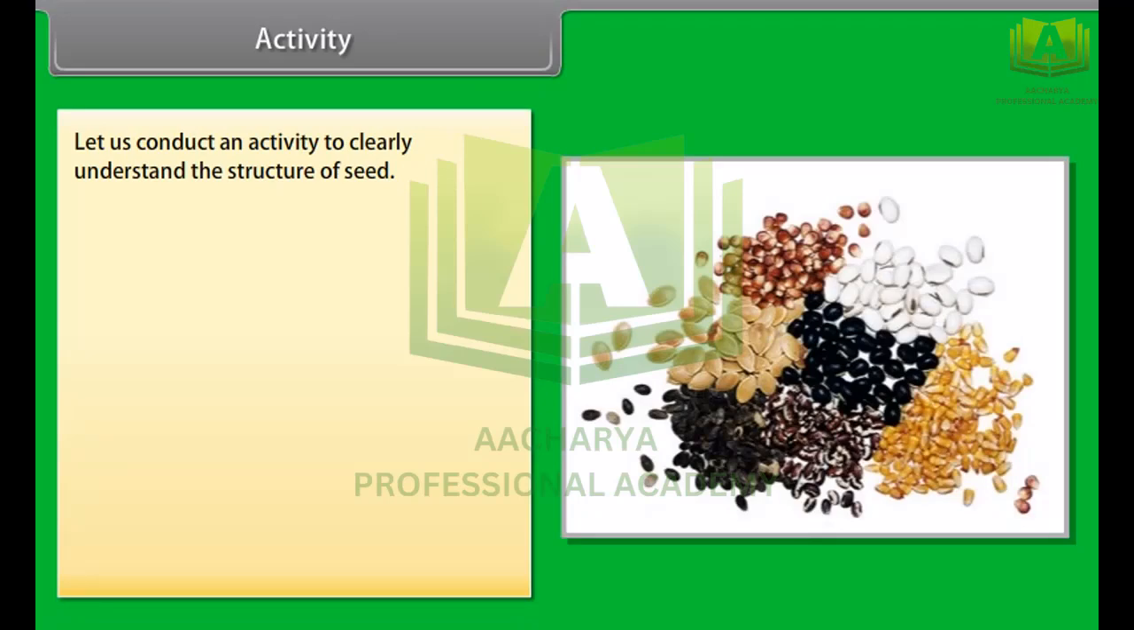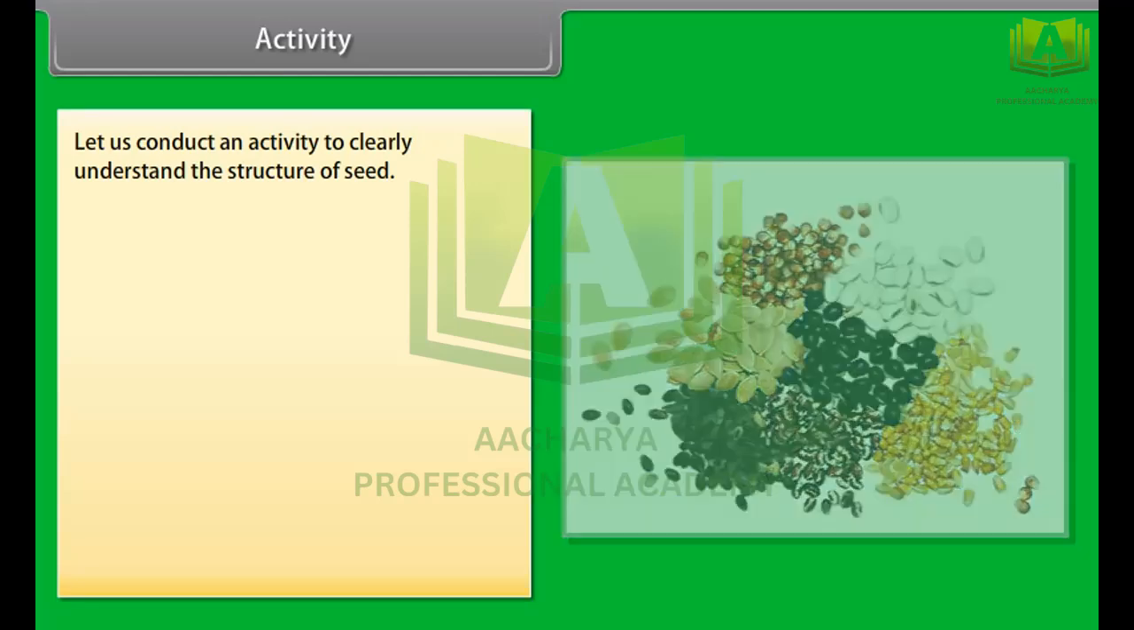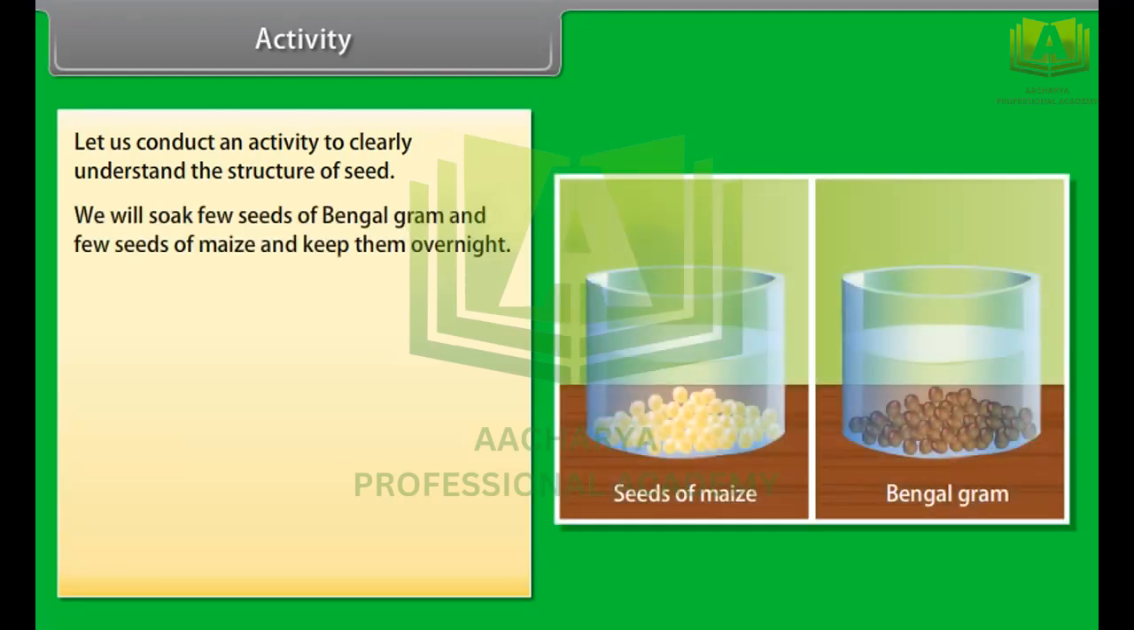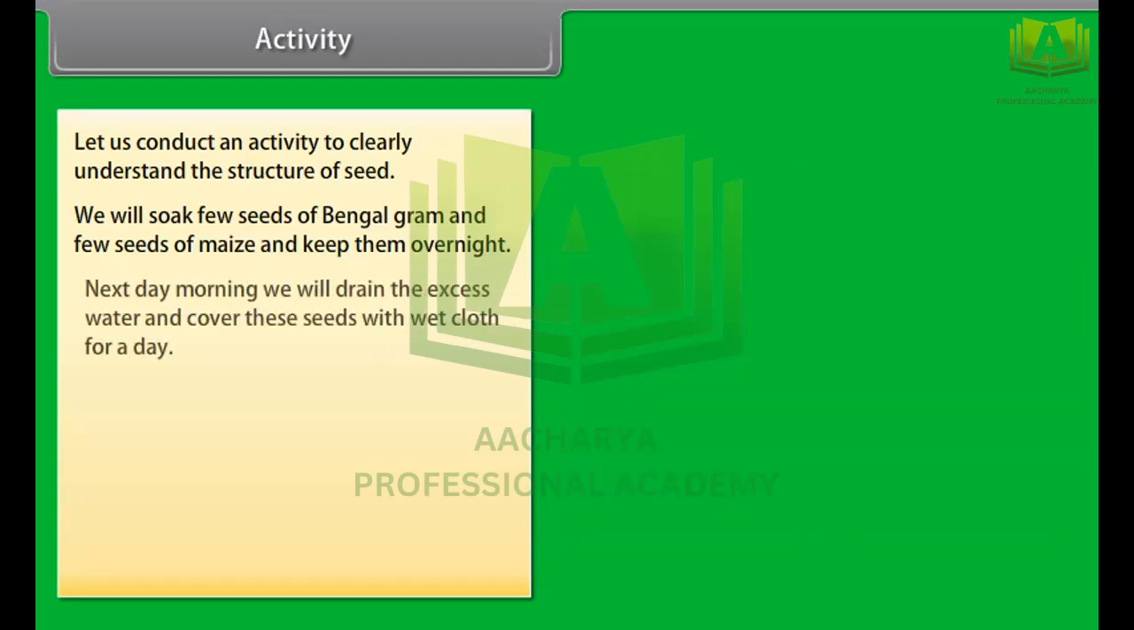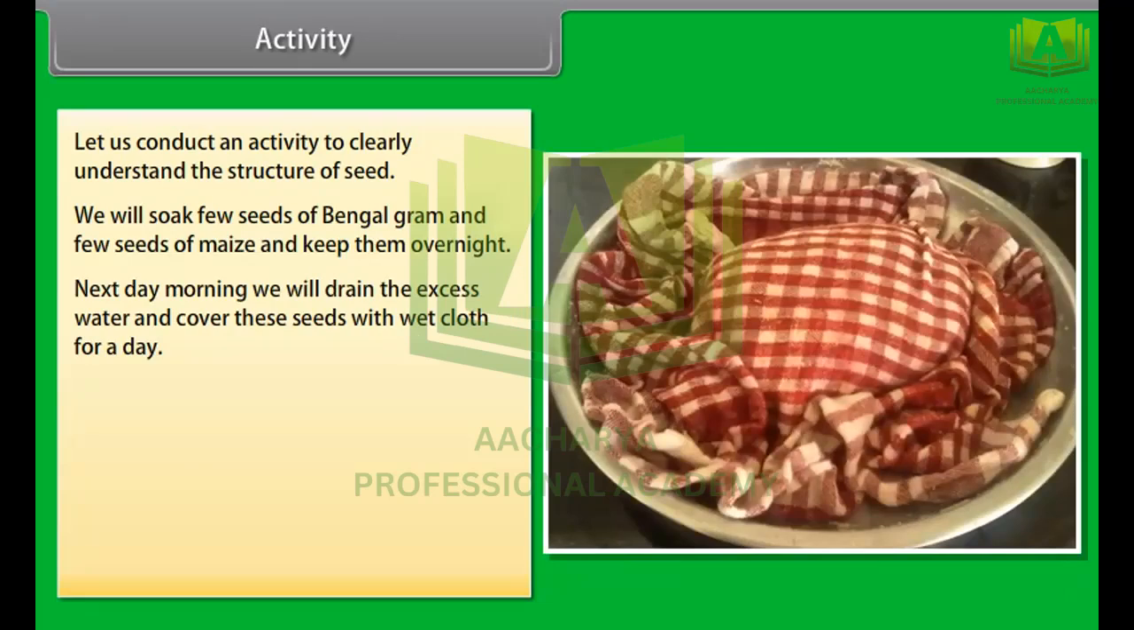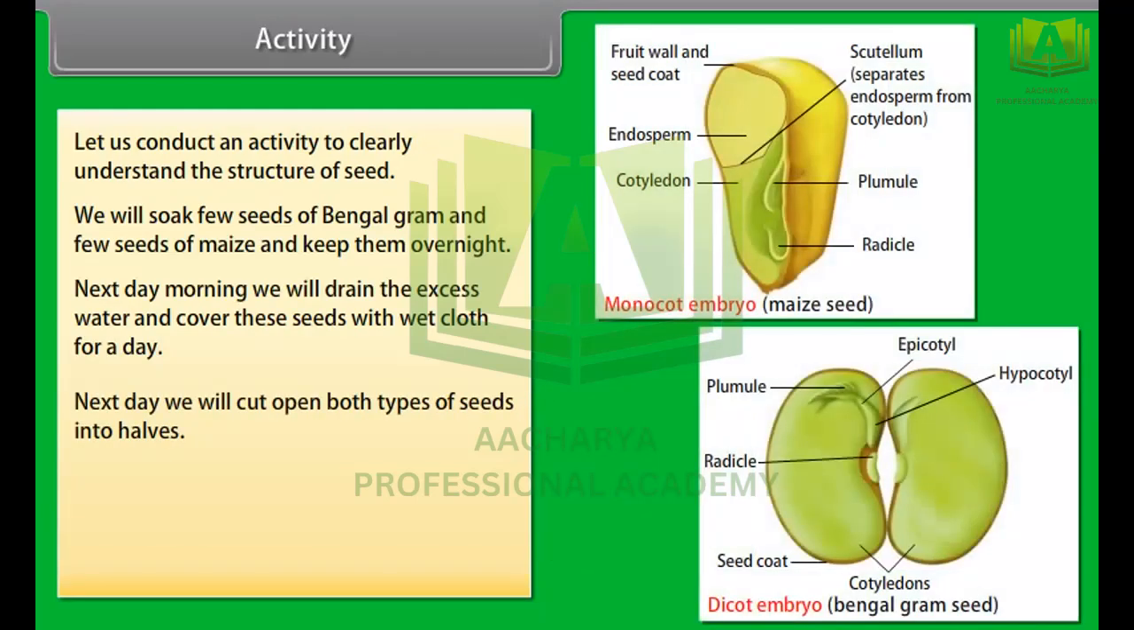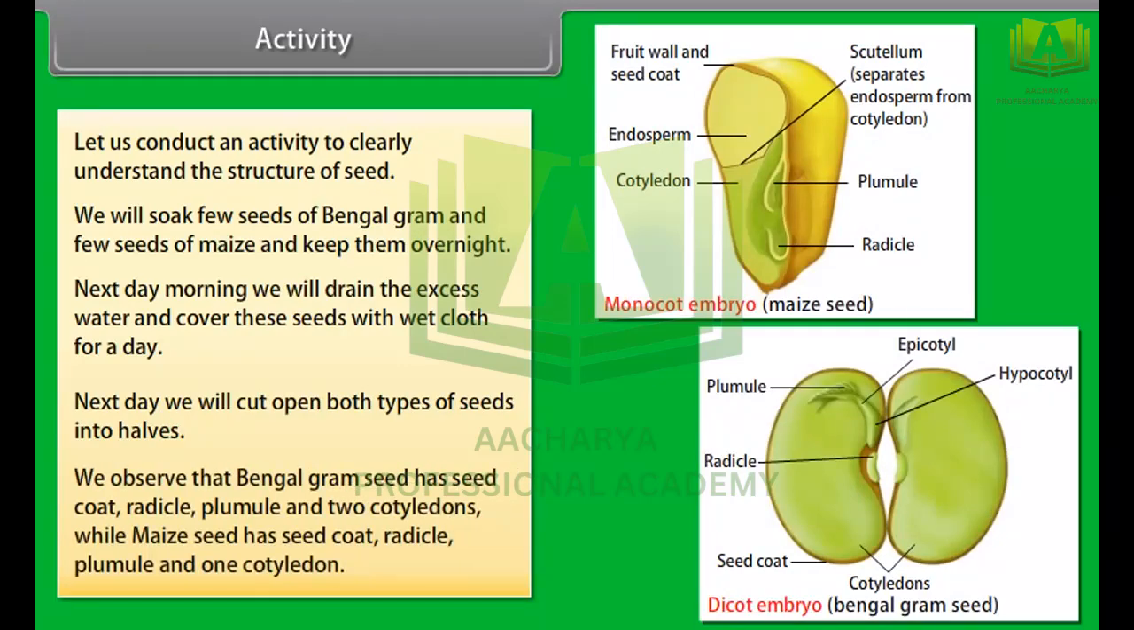Activity. Let us conduct an activity to clearly understand the structure of seed. We will soak a few seeds of Bengal gram and a few seeds of maize and keep them overnight. Next day morning we will drain the excess water and cover these seeds with wet cloth for a day. Next day we will cut open both types of seeds into halves. We observe that Bengal gram seed has seed coat, radicle, plumule and 2 cotyledons, while maize seed has seed coat, radicle, plumule and 1 cotyledon.